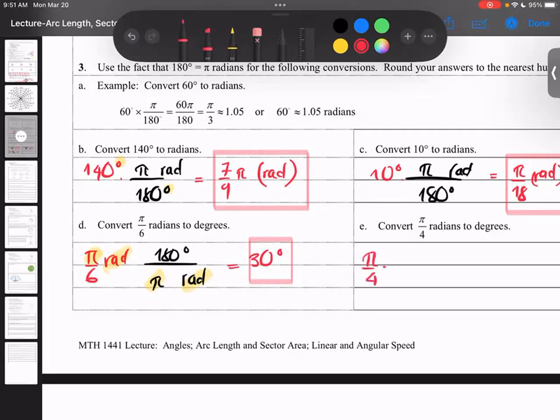Pi over 4 times 180 degree over pi rad. When I check, I'll let you know. Oops, let me put the red here. Pi rad cancel. 180 degree divided by 4 is 45. The U try is C. I don't remember. I'll let you know.